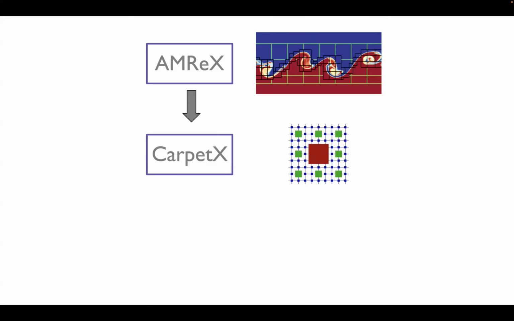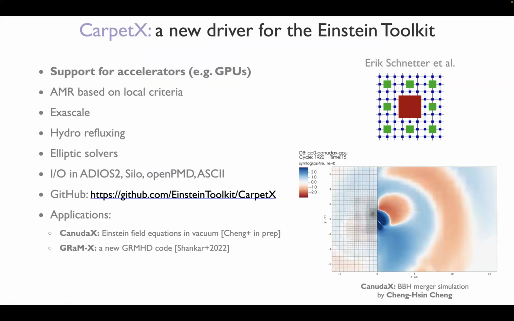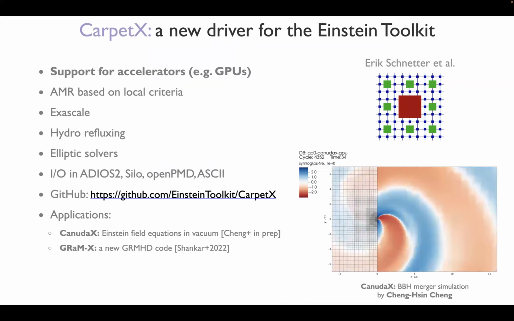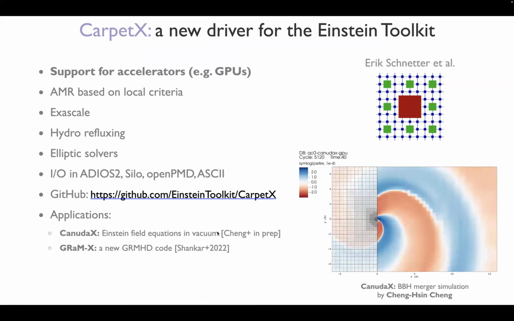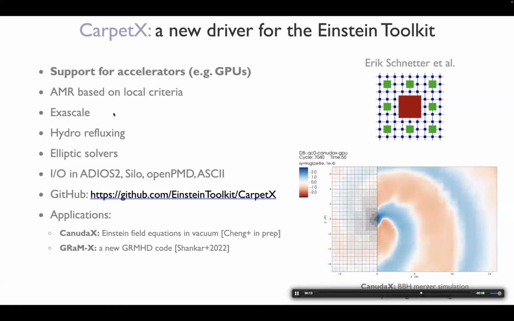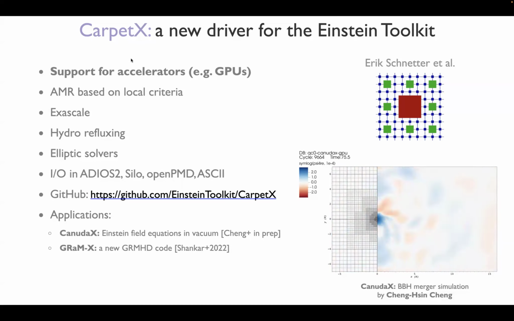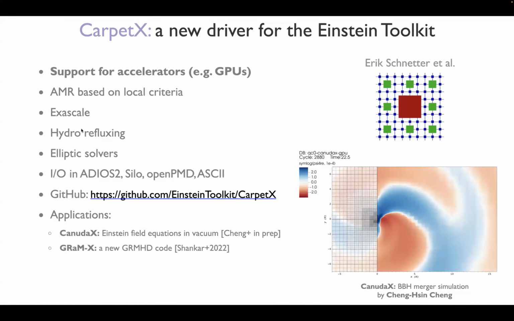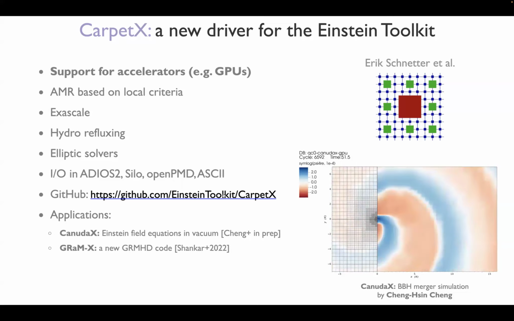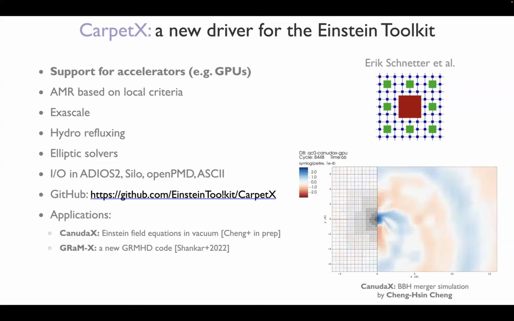Right. So AsterX is the new driver for the Einstein Toolkit, CarpetX, and this is spearheaded by Eric Schneider, Roland Haas, Steve Brandt et al. Through CarpetX, there is support provided for GPUs. Also, we have this dynamical block structured AMR that one can use. And of course, it also has facilities for flux registers that allows for hydro-refluxing. And all of this development is open source. So if you check out this link, you'll be able to get to the GitHub repository of CarpetX.